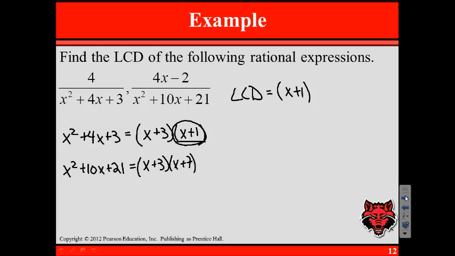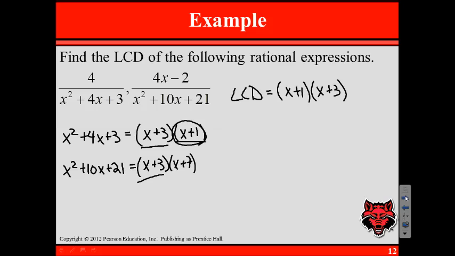We now go to our x plus 3 factors. We have one factor in the first factorization. We also have one factor in the second factorization. So the most it ever shows up is one time. So we write one factor of x plus 3 in the least common denominator product.